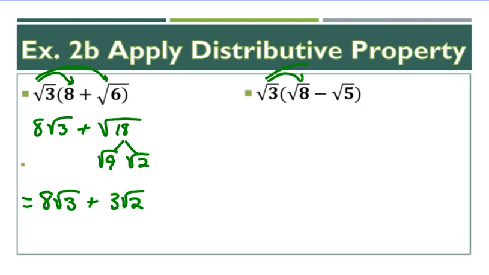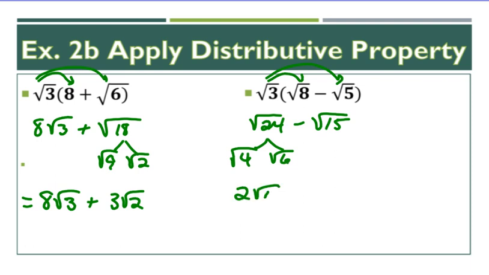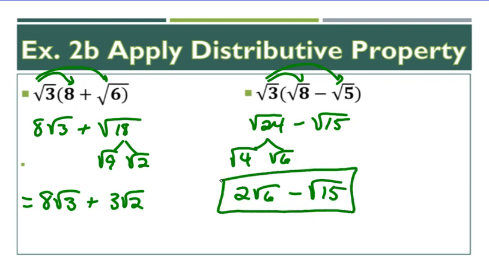Distribute the square root of 3. So now I have the square root of 24 minus the square root of 15. I can break down the square root of 24 as the square root of 4 and the square root of 6. Now I have 2 times the square root of 6 minus, and I cannot break down the square root of 15, so that stays as the square root of 15. That would be our answer.